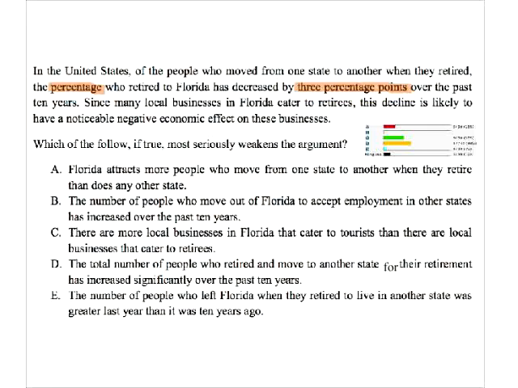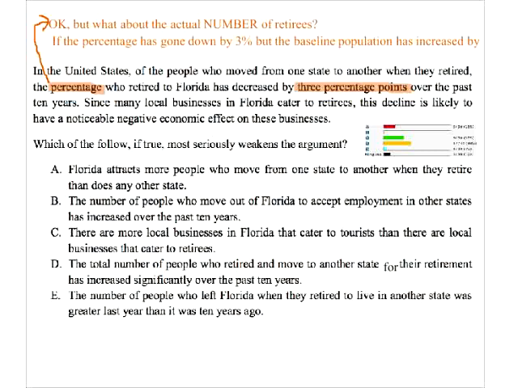When you see that kind of thing, it should definitely bring to mind this whole issue of, but okay, I don't know if the actual number of people has gone down. So what about the actual number of retirees? Because it's just a percentage. So what we need here is a little bit more information about the baseline number here. If the percentage has gone down by 3%, but the baseline population has increased by much more than that, then there could still be a big uptick even despite that percentage decrease.